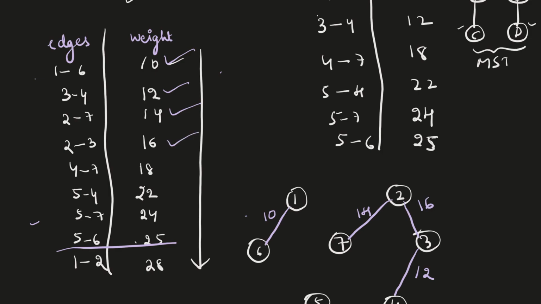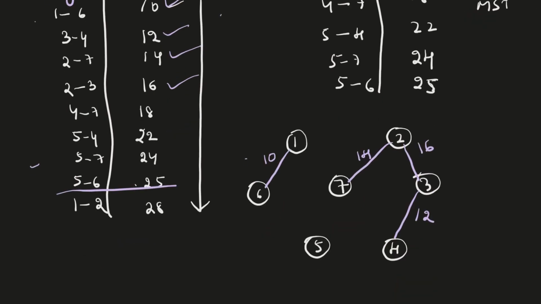Next is 4 to 7, 18. Now can you form this bond? Can you form this edge? So the answer is no. The reason being it would form a cycle, and you cannot have any cycle. So that's the reason you cannot form an edge between 4 and 7. So you can't select 4 to 7.